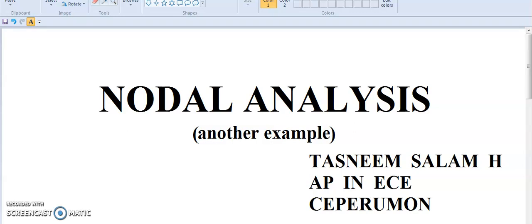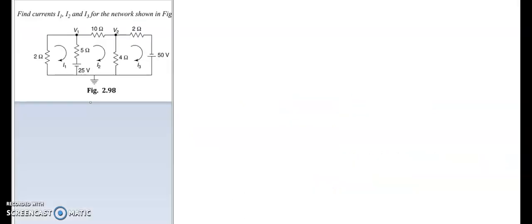Now I will be explaining to you another example on nodal analysis. Here we have to find the solution for the problem. Find the currents I1, I2 and I3 for the network shown in the figure. Okay, there are three currents I1, I2 and I3.